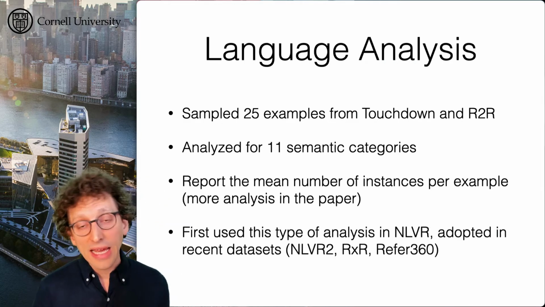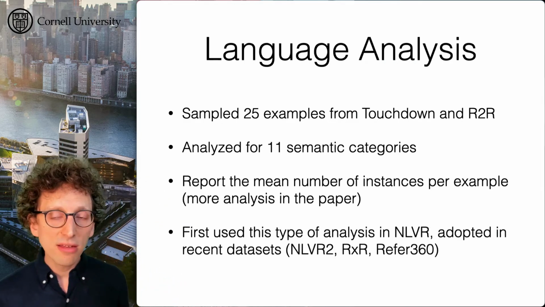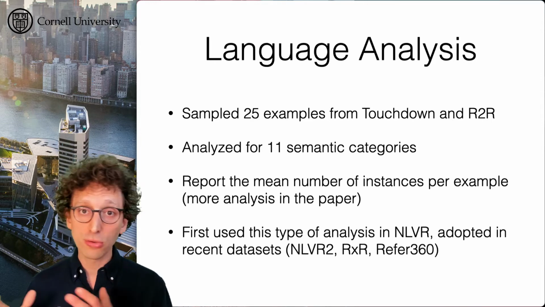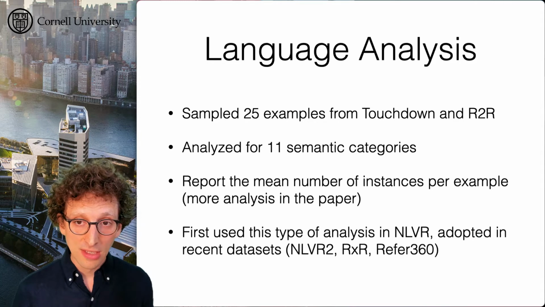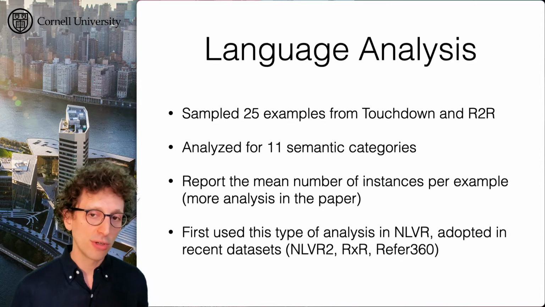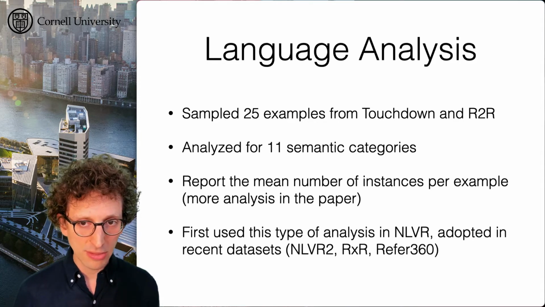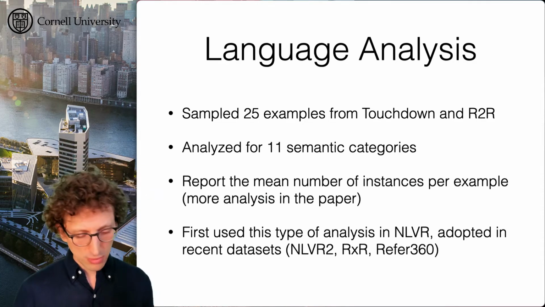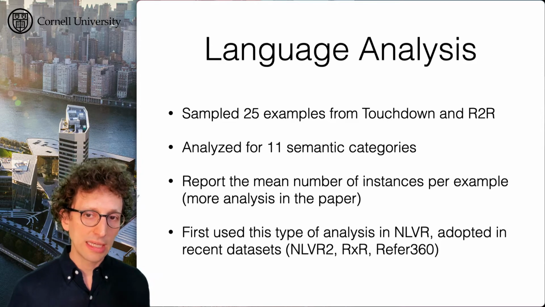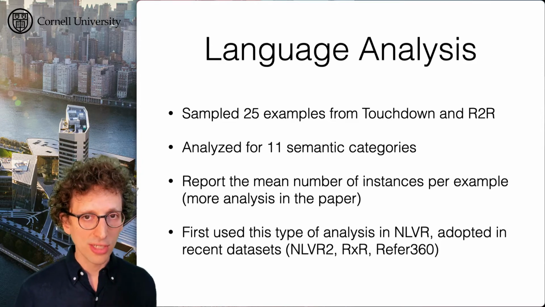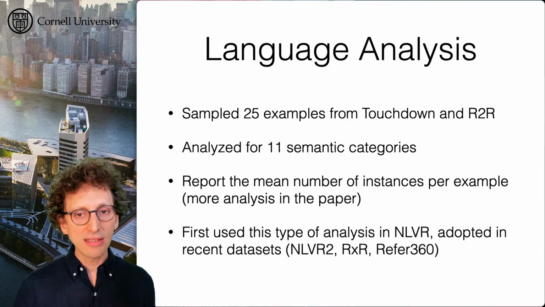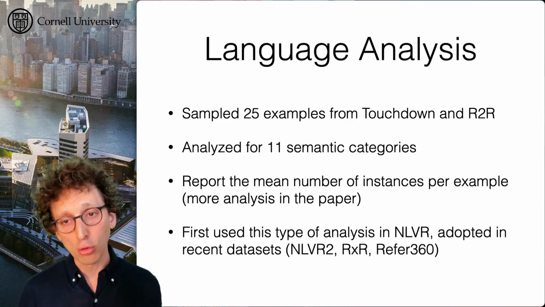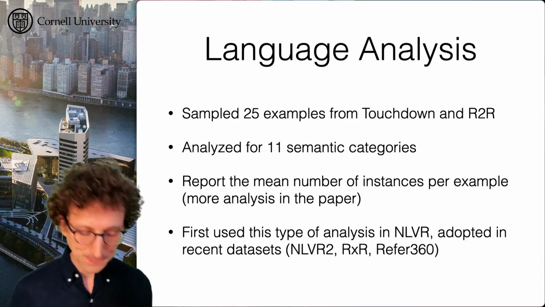We also did a more in-depth language analysis by qualitatively analyzing sampled examples from Touchdown and compared it to instructions from Room-to-Room. So we analyzed for 11 semantic categories, and we report the mean of instances per example. There is much more analysis in the paper. This kind of analysis, we first introduced it when we designed the NLVR task, Natural Language Visual Reasoning, and it was later adopted in other recent datasets for visual language, including NLVR2, Room-Across-Room, and Refer360.